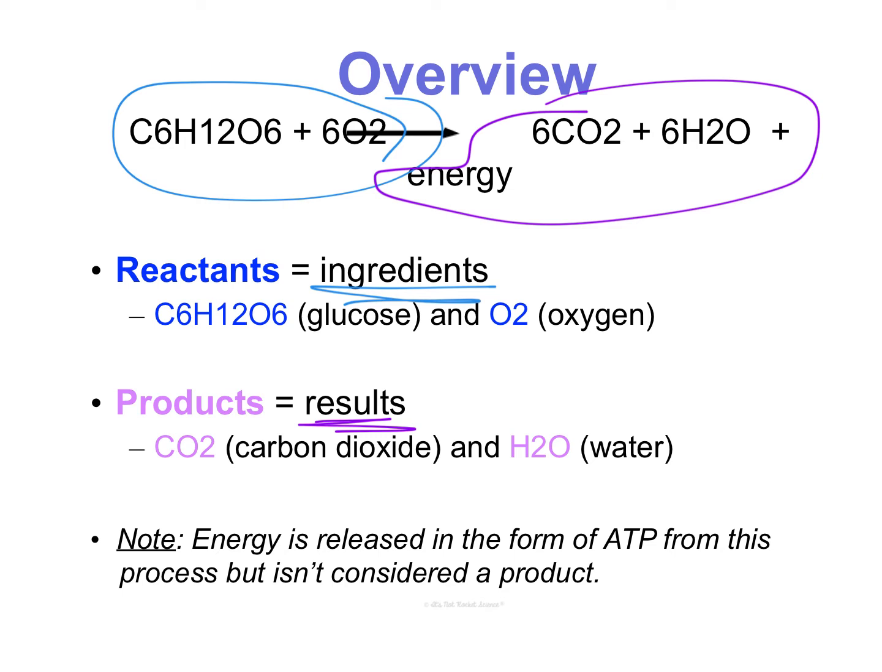And again, with our energy, just being critical here, energy is released in the form of ATP, but again, we're not considering it a product because, remember our little saying, energy is neither created nor destroyed, so we can't put it as a product because that would imply that we created it.